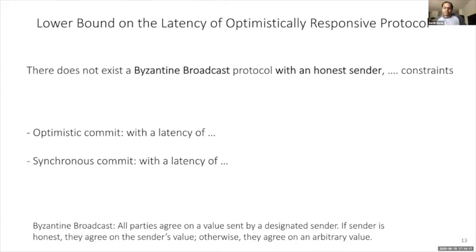The motivation for doing that is that when we eventually come up with our upper bounds and think of a state machine replication setting, the setting that we want to consider is one where the leader in the state machine replication protocol is honest.